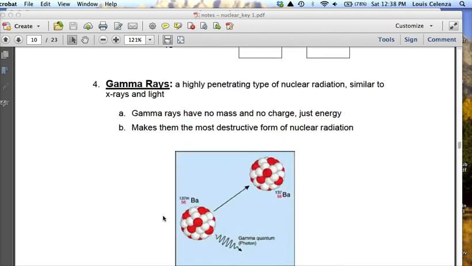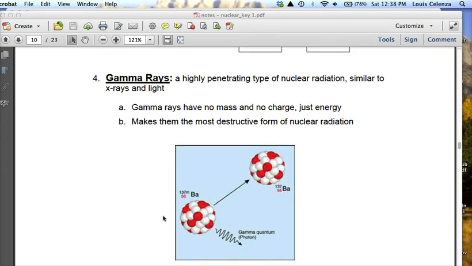Now, one of the interesting things about gamma rays is that when they are given off by a nucleus, since gamma rays have no mass or charge, it doesn't really give off a particle. It's just giving off energy, and it's in essence X-rays. So there is no gamma equation like you had for alpha, beta, and positron.